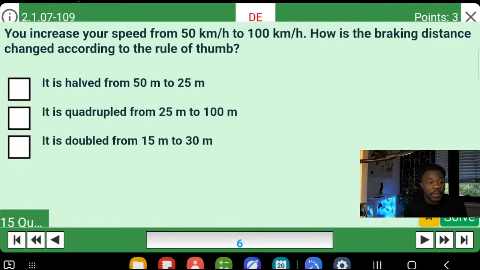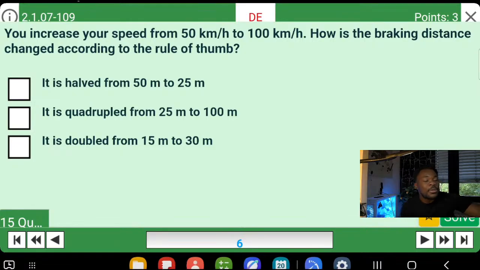Now, you increase your speed from 50 kilometers per hour to 100 kilometers per hour. How does the braking distance change according to the rule of thumb? If you remember very well, in the first question we saw, they talked about how every time you double your speed, it affects your braking distance 4 times. Here, they are not directly telling us we have doubled our speed, but we can see they told us we increase our speed from 50 to 100. That means we have doubled our speed, which means our braking distance will be affected 4 times.